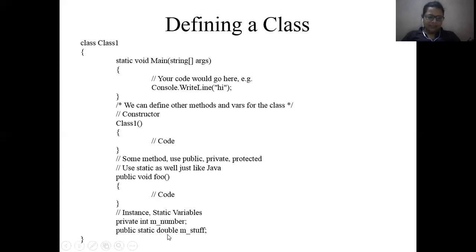Next, public static double m_stuff. We can specify any here. We can specify private integer number only, and we can say public static double m only.